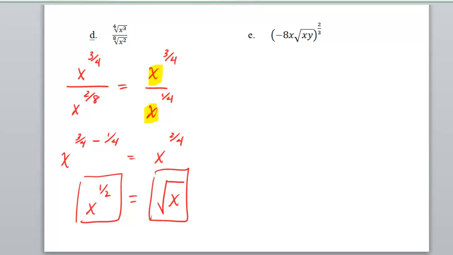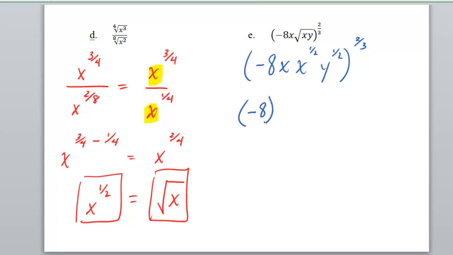In E we have radicals and rational exponents, so whichever way you go, you would benefit from getting them all consistent. I'm going to do that by changing this to all rational exponents. So the square root of x is the same thing as x to the 1/2 power, and square root of y is the same thing as y to the 1/2 power, and of course this whole thing is being raised to the 2/3.